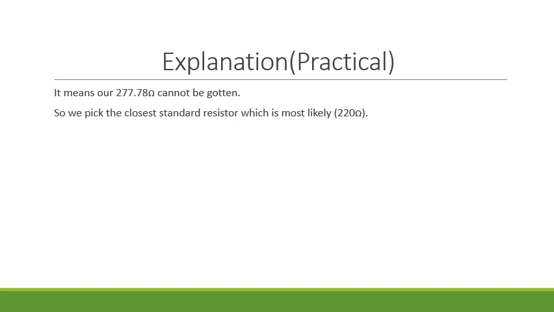Okay, so now with this explanation, what we can take from that is that resistors have standard values, and 277.78, what we got from the previous tutorial, cannot be gotten directly. So we pick a standard resistor that is close to that. You can use the 270 ohms resistor, and you can use the 220 ohms resistor. That is the one you have in your kit, 220 ohms.